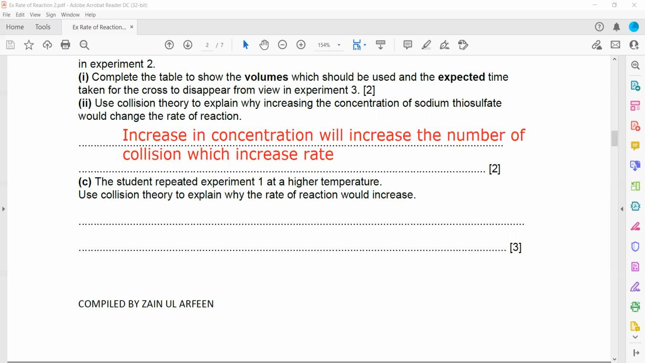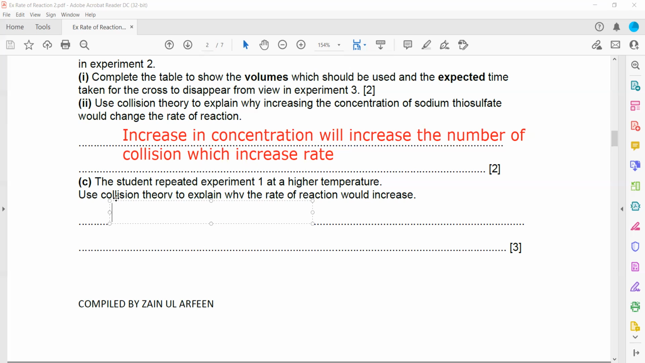The student repeated the experiment at a higher temperature. Using collision theory, what will be the effect if we use a higher temperature? So when we increase the temperature, the particles have more energy. It will increase the number of collisions as well, or more collisions in a unit time. And it's 3 marks. So how will you get the 3 marks?